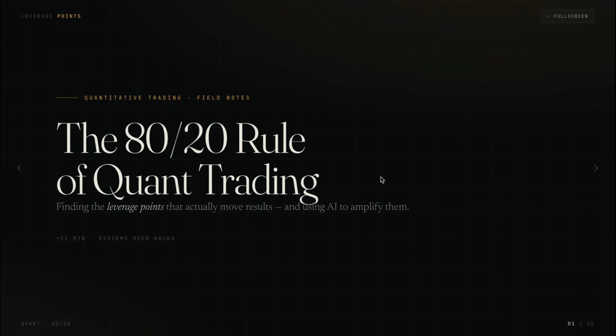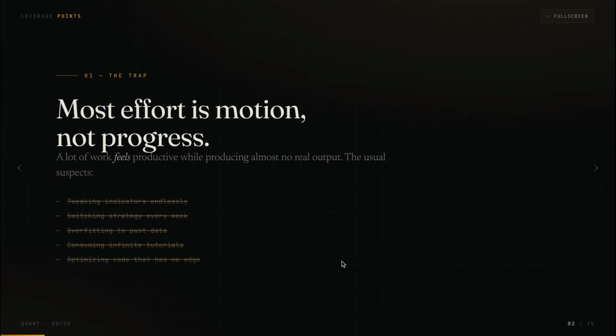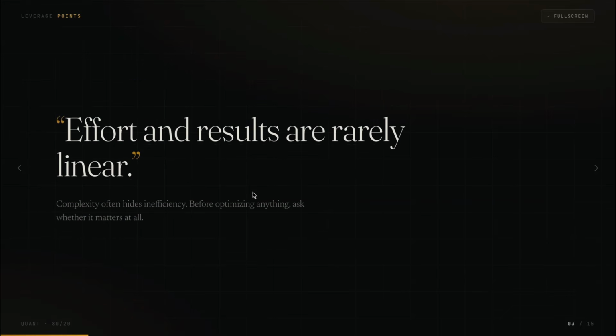So the 80-20 rule of quant trading: the main goal is to find the leverage points that actually move the results, and of course using AI to amplify them. Most effort is motion and not progress. A lot of work feels productive while it's not producing anything. There's no real output, like changing strategy every week, overfitting something that doesn't have any edge, watching infinite tutorials or YouTube videos, or optimizing code that doesn't have any edge. You think you're investing your time well, but actually you're not.